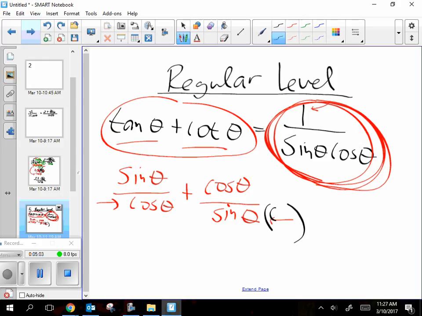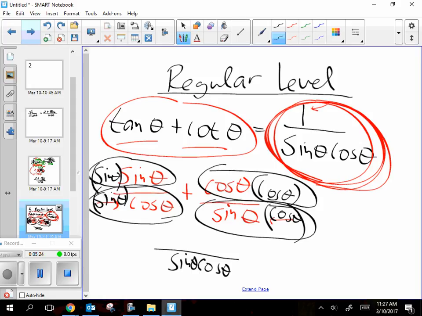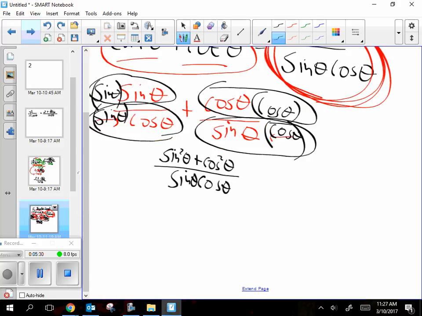This one's going to need cosine, cosine. And this one's going to need sine, sine. Because that way, sine cosine and sine cosine can be my denominator. So that is my denominator: sine theta, cosine theta. And on the top, I can have sine squared plus cosine squared. And that sounds familiar. That seems like it should be 1 over sine theta, cosine theta. There we go. Okay, and that is what we were trying to prove.